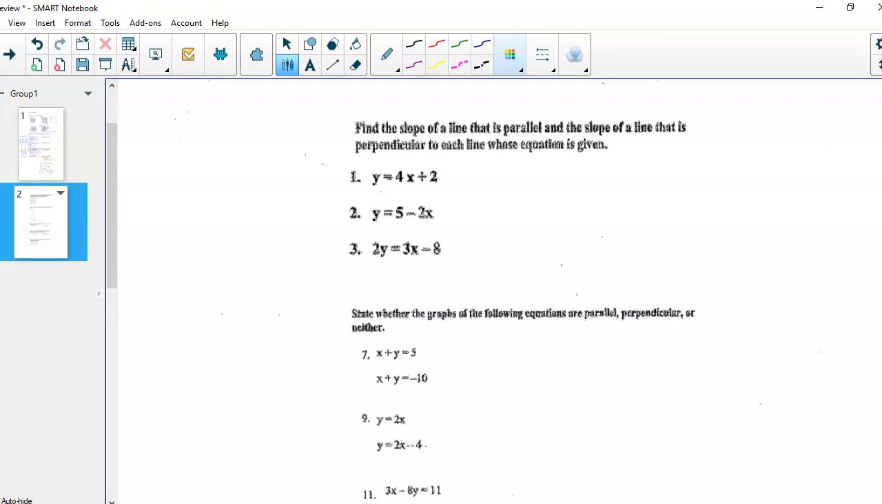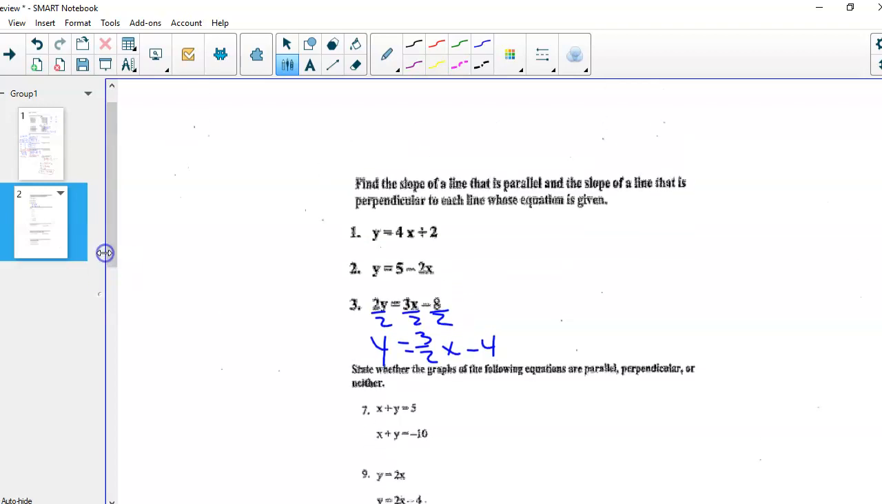So for number 3, it's almost in slope-intercept form, but we need to get y by itself. So divide everything by 2. So y equals 3/2 x minus 4. If we were looking for a slope that's parallel, what would that slope be? 3 over 2. So remember with parallel, what do we know about the slopes and the y-intercepts? Same slope. You don't need to write this, I'm just writing it again. And different y-intercepts.